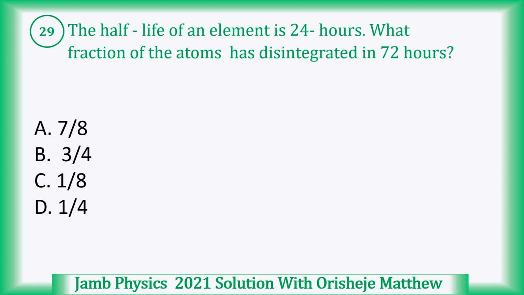Question 29. The half-life of an element is 24 hours. What fraction of the atoms has disintegrated in 72 hours? So we look at the atoms remaining. In 24 hours, the fraction remaining is what? Half. So the fraction that disintegrated is half.